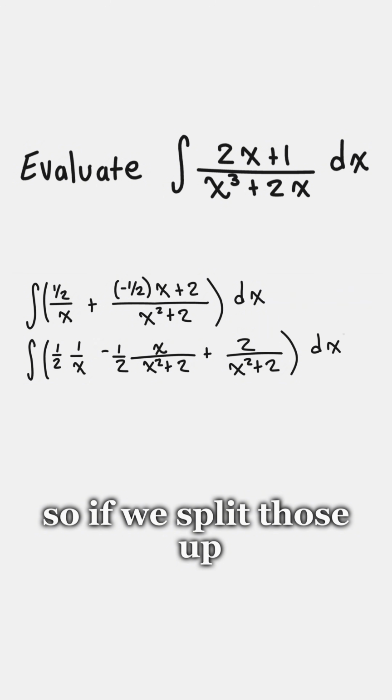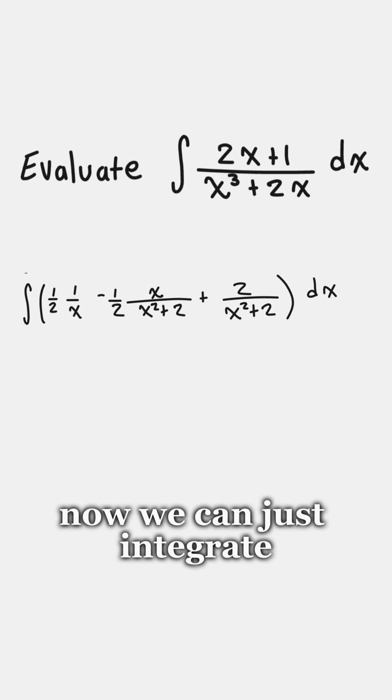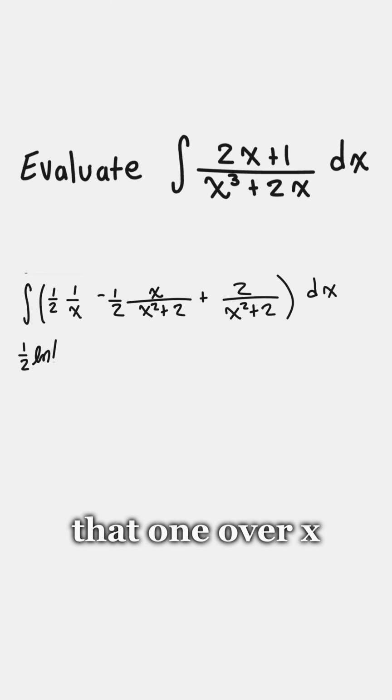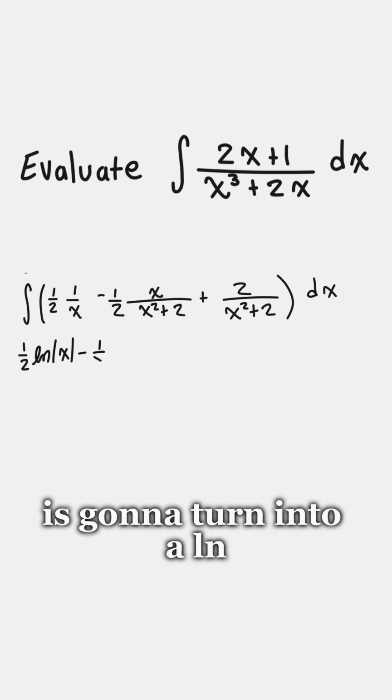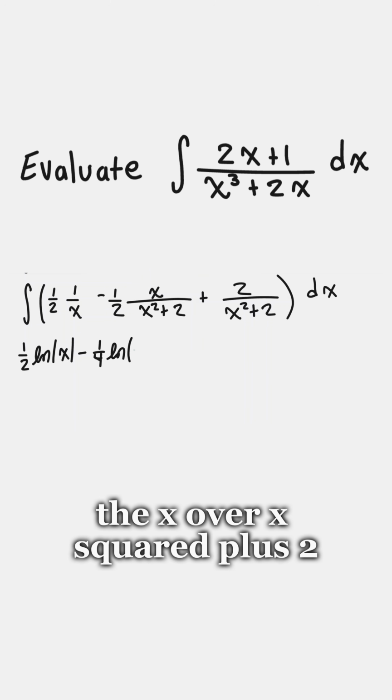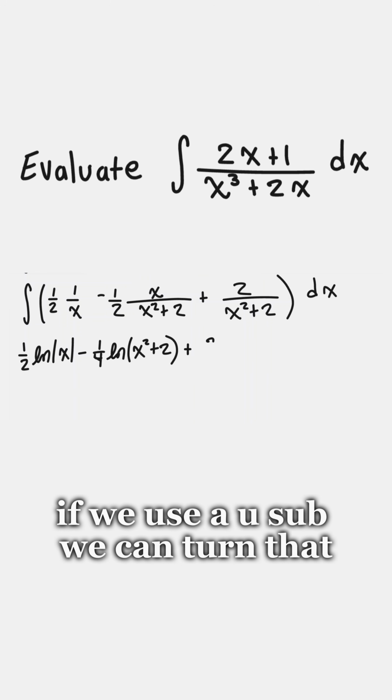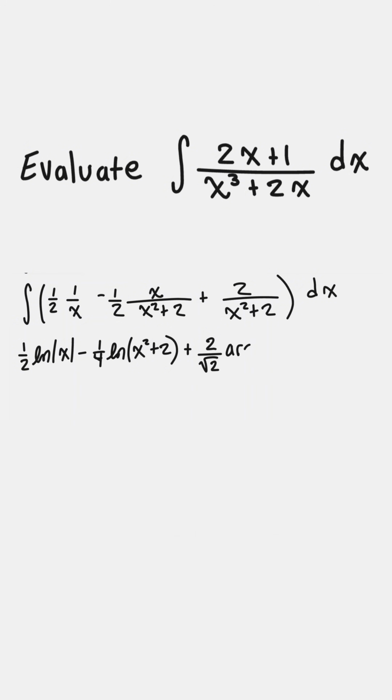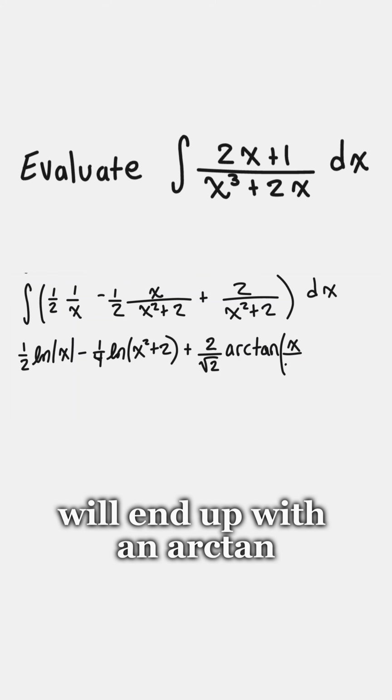So if we split those up into 3 separate terms, now we can just integrate each one of those. That 1 over x is going to turn into a ln. The x over x squared plus 2, if we use a u-sub, we can turn that into a ln as well. And the last one will end up with an arctan.